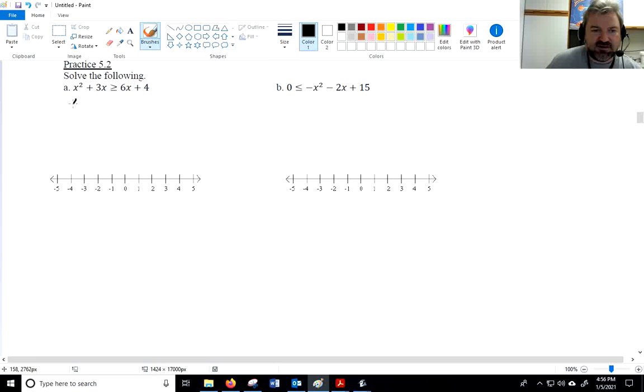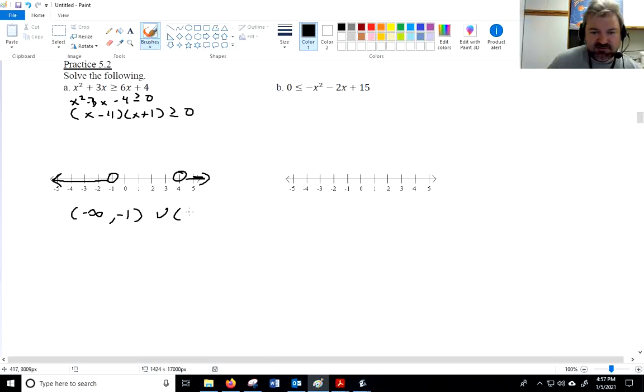Let's see how you did. Hopefully you set this equal to 0. And this one factors as x minus 4, x plus 1. And so 4 and negative 1 are zeros. And this graph we're looking for when we're above the x-axis, which you should have distinguished was over here. Check on a graph if you're not sure, or just test your regions. So negative infinity to negative 1, and 4 to infinity.